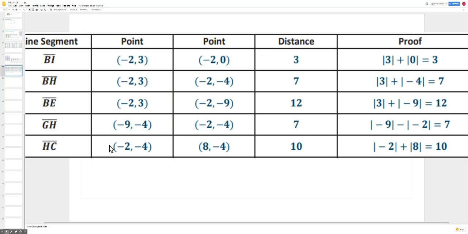All right, hopefully you gave these a try. And of course, we have BH right here. These are the 2 points, this is the distance, and this is the proof. BE, these are the points, this is the distance, this is the proof. And then GH, here are the 2 points, the distance, and the proof. Once again, same signs, we subtract; different signs, we add. And of course, we can see that throughout this entire chart.